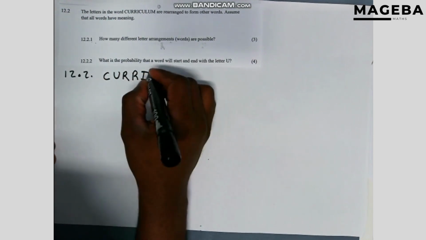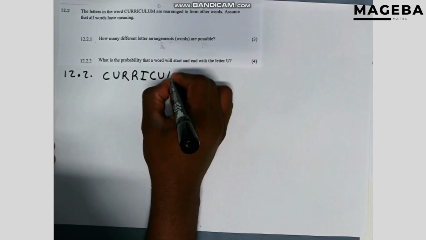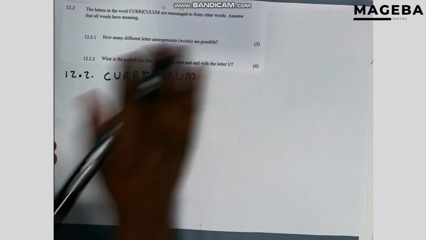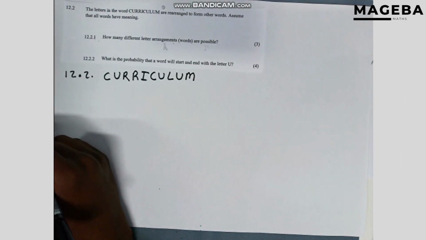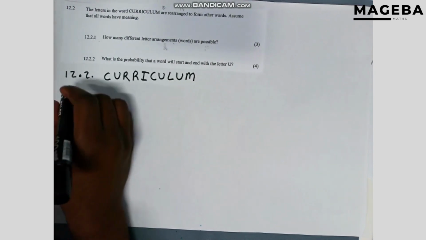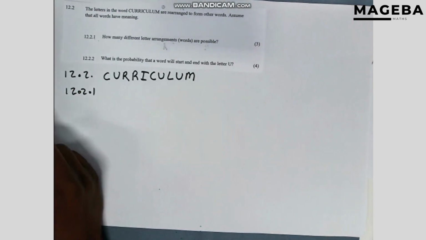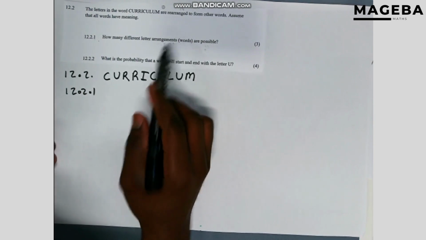As I'm writing it down, you see that there are letters that are repeated in this word. So the letters in curriculum are rearranged to form other words. Assume all the words have a meaning. Now going to the question, they're asking how many different letter arrangements are possible. So we need the arrangements of this word that are possible.